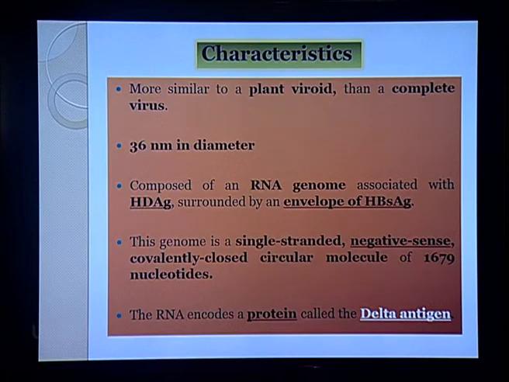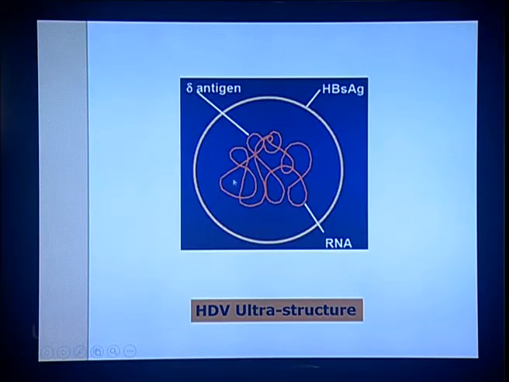And these together, RNA and HDAg, remain surrounded by an envelope containing HBsAg. Now, the genome is a single-stranded negative sense RNA. The RNA contains actually a protein message in that, which is referred to as the delta protein. You can see the RNA genome and the delta protein or the delta antigen that it encodes, and you can see the outer covering, which is made up of the hepatitis B surface antigen.